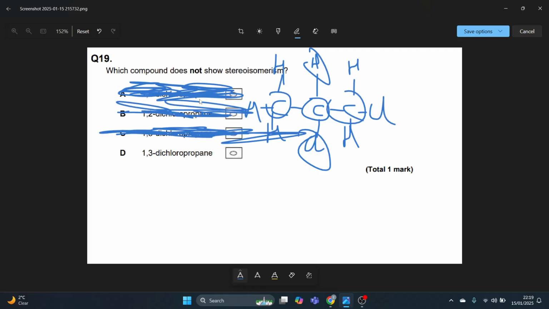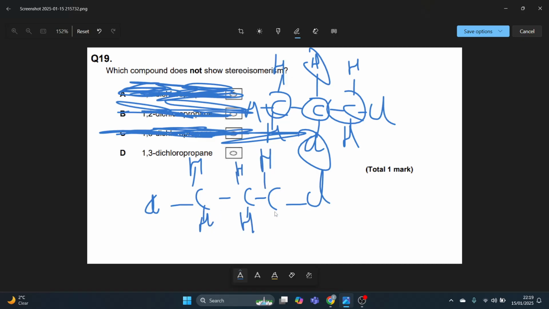And if you look at D, methane, ethane, propane, 1 chloro, 3 chloro, fill in the hydrogens. Yeah, it's clearly not. These two are the same, and so is this and this. So that will not show stereoisomerism.